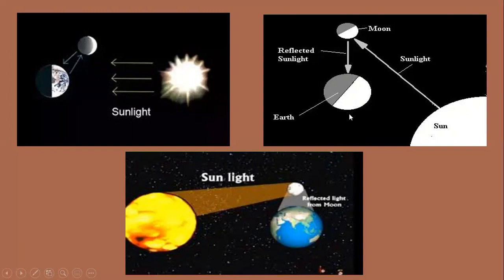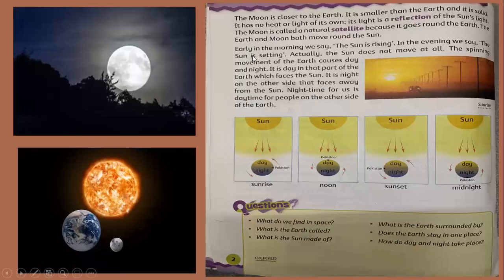Okay, understand how the moon reflects the light of the sun. The moon does not produce its own light. It is only the reflection of the sunlight, just like a mirror. Okay? Now, the moon is called a natural satellite because it goes round the earth.